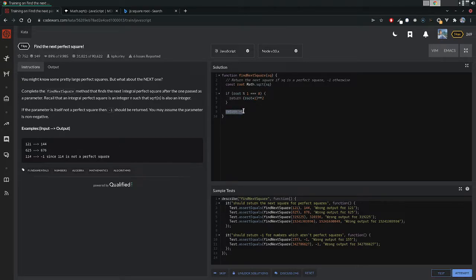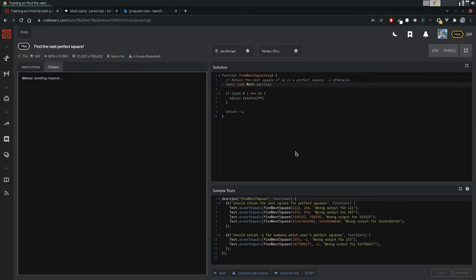And then we bump it up to the power of 2 to make the next perfect root or whatever. I guess it's, what is it called? Square root? Find next square. Yeah, I guess so. What was the next square? This is a square root. I don't know, I guess that's just semantics.